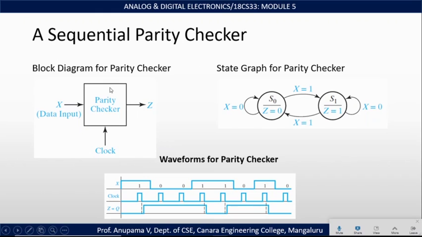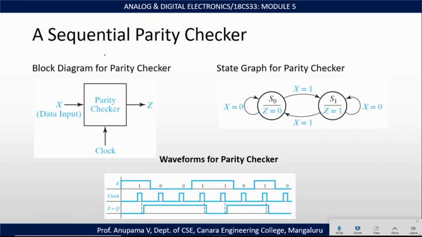We can see the block diagram of the parity checker here. So you have a parity checker circuit. Input to the circuit is X, that is a sequence of ones and zeros. Z is the output, and you have a clock. Clock means it is a sequential circuit. Sequentially zeros and ones will enter the parity checker circuit, and Z calculates the parity of the sequence of inputted numbers. Now, how will this work?